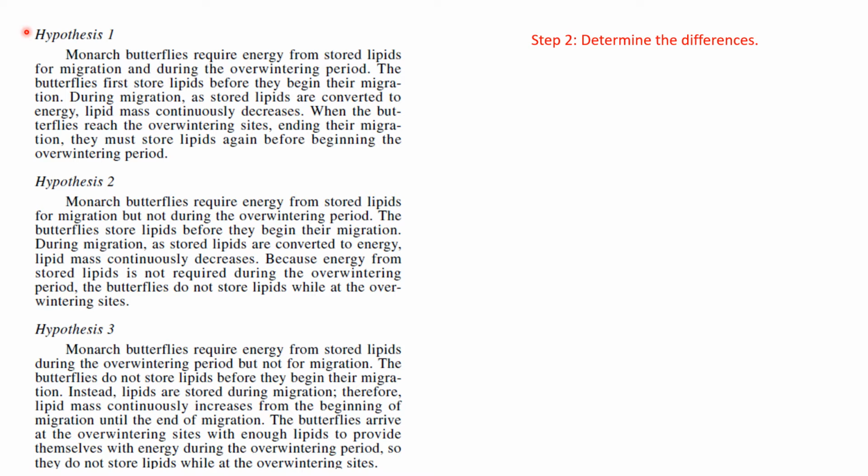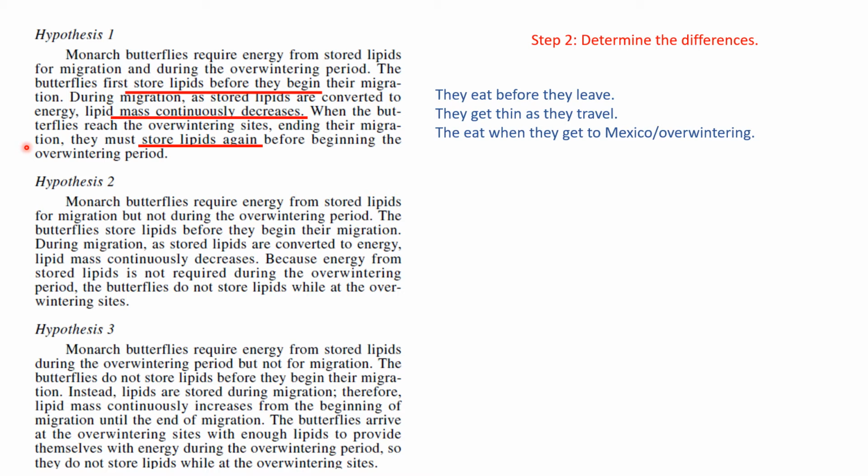In hypothesis 1, monarch butterflies require energy from stored lipids for migration and during overwintering. The butterflies store lipids before they begin their migration. During migration, as stored lipids are converted to energy, lipid mass continuously decreases. When the butterflies reach the overwintering sites, ending the migration, they must store lipids again before beginning the overwintering period. So they eat before they leave, they get thin as they travel, and they eat again when they get to Mexico for overwintering.